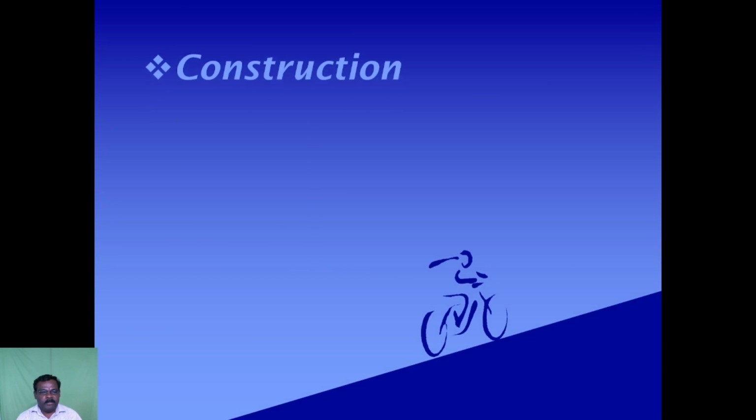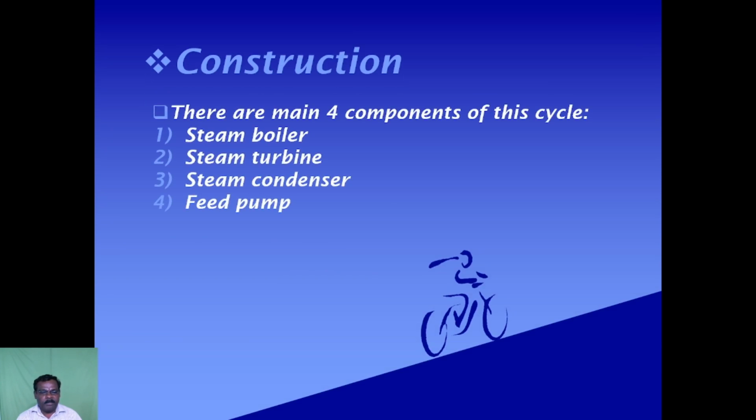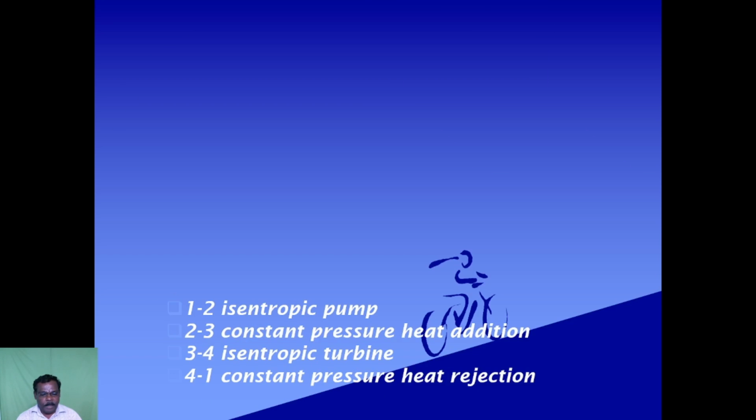So next is the construction of the Rankine cycle. Regarding the construction, we have different components in this cycle, but the main components we are going to consider are the steam boiler, steam turbine, steam condenser, and the feed pump. Then we have the thermodynamic processes carried out in this cycle: isentropic compression, constant pressure heat addition, isentropic expansion in the turbine, then constant pressure heat rejection.